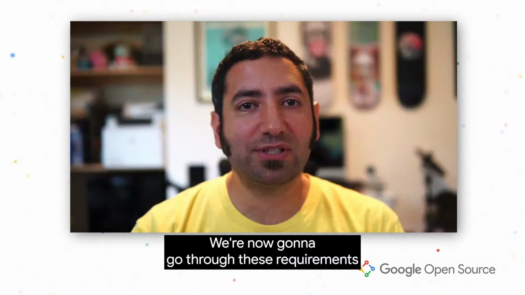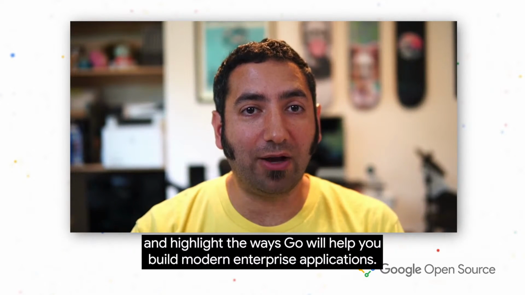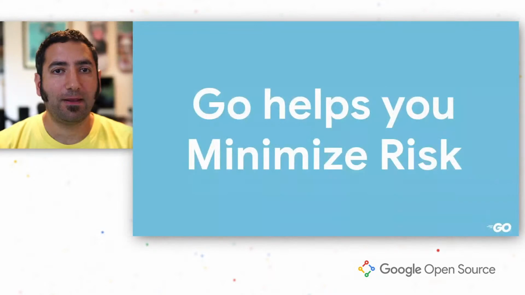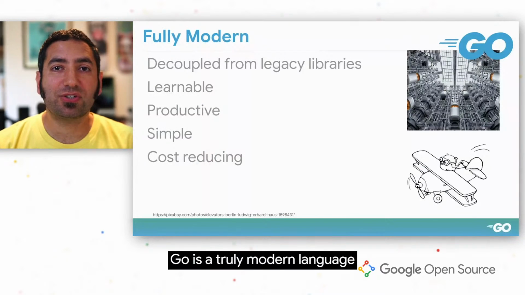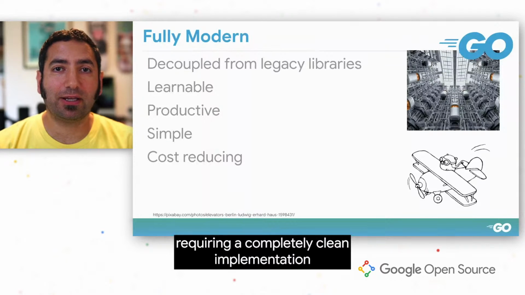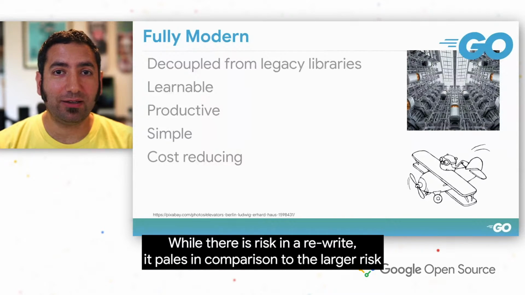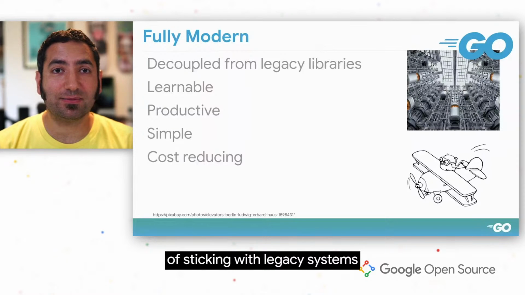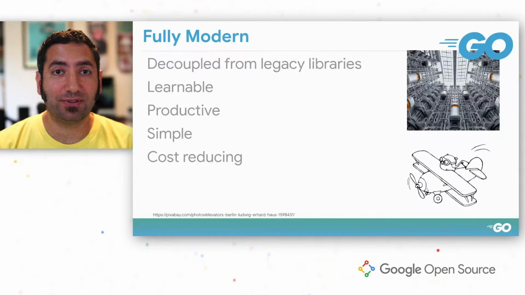We're now going to go through these requirements and highlight the ways that Go will help you build modern enterprise applications. Go helps you minimize risk. Go is a truly modern language, requiring a completely clean implementation, keeping your application decoupled from legacy libraries. While there is risk in a rewrite, it pales in comparison to the larger risk of sticking with legacy systems, or worse, maintaining both a legacy and a modern system.